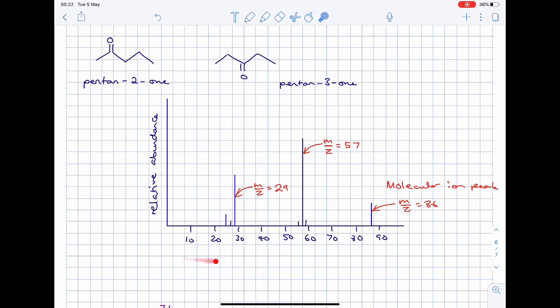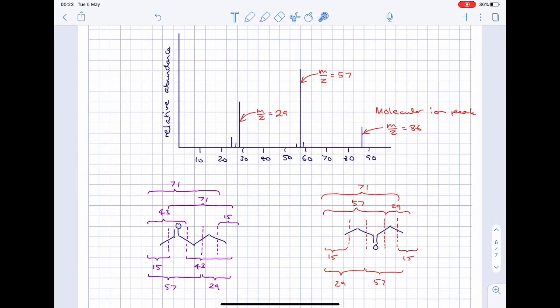So here's another example of a mass spectrum, and we want to see whether this mass spectrum will fit two possible structures. So we have pentan-2-one, this is a ketone, and pentan-3-one, which is a structural isomer of pentan-2-one. They're both ketones. So what I've done here is drawn the structure of both of these molecules, and I've shown the break or cleavage of one bond along the molecule to form different fragment ions, and shown the m/z values of each of those fragment ions.